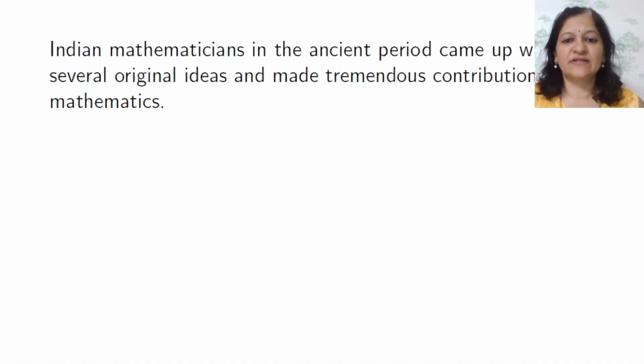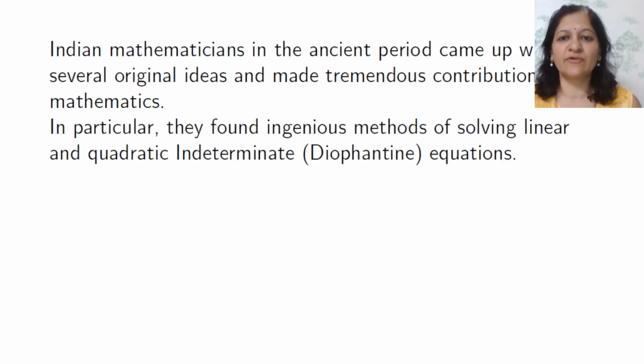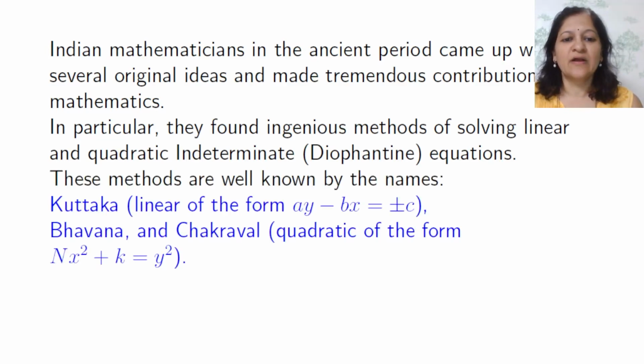Indian mathematicians in the ancient period came up with several original ideas and made tremendous contributions in the mathematics that we know. In particular, they found ingenious methods of solving linear and quadratic indeterminate equations, that is Diophantine equations. These methods are well known by the names Kuttaka. We use Kuttaka method to solve linear equation of the form ay minus bx equal to plus or minus c, where a, b, c are positive integers.